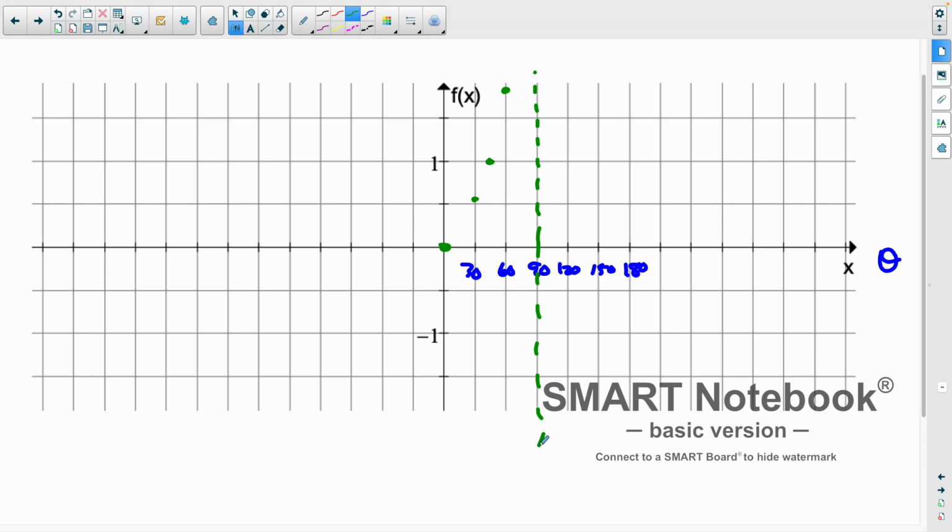Now when I keep going, at 120, I'm at negative 1.73. At 135, I'm in the middle, at negative 1. At 150, I'm at negative 0.577. And then at 180, I'm back to 0. So that's a graph of what we've done so far.